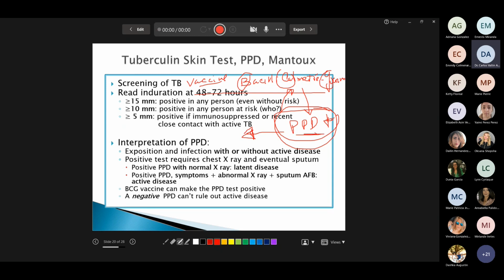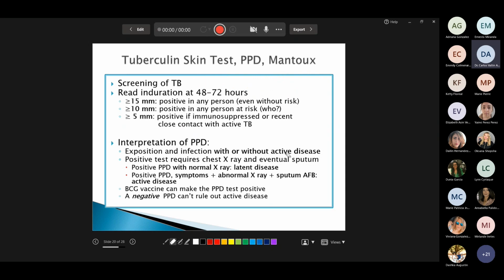bacilli in the third world, because it is said that more than 50% of the population of a country of the third world has the bacteria. And this bacteria generally is acquired and the patient is asymptomatic and maybe will never develop tuberculosis. A person that is carrying the sleeping bacteria has latent tuberculosis, and develops tuberculosis when the defenses drop, when there is immune suppression. And this is the interpretation of the tuberculosis.